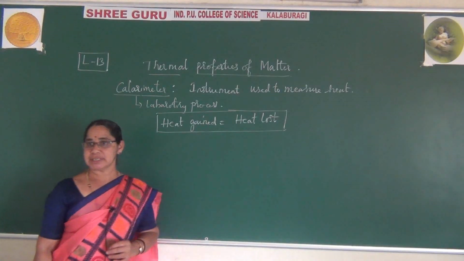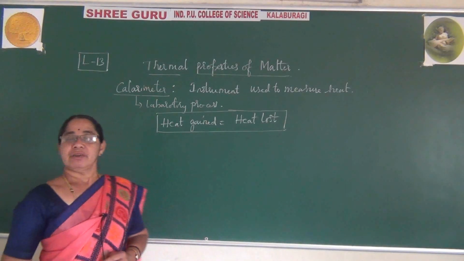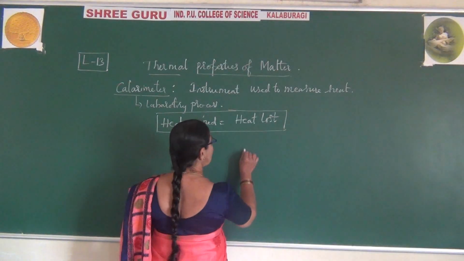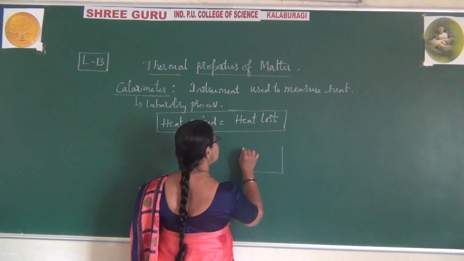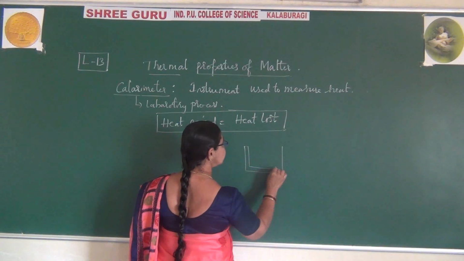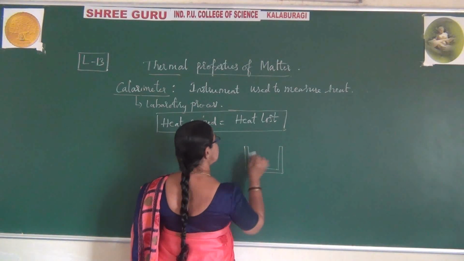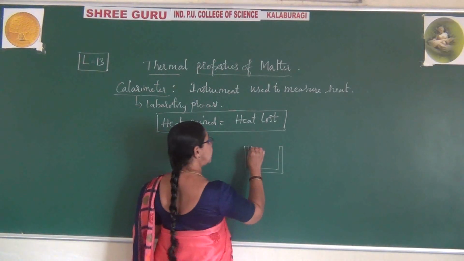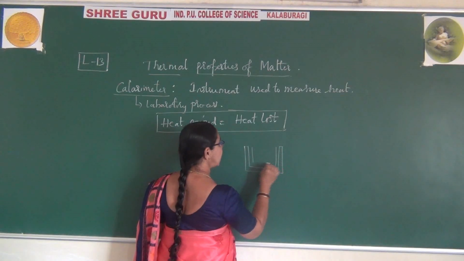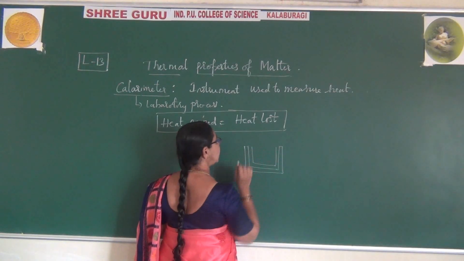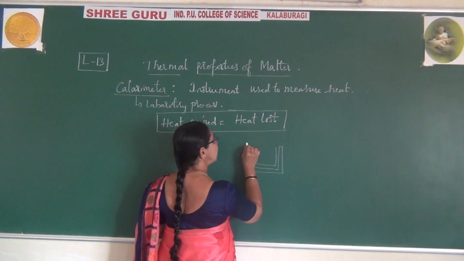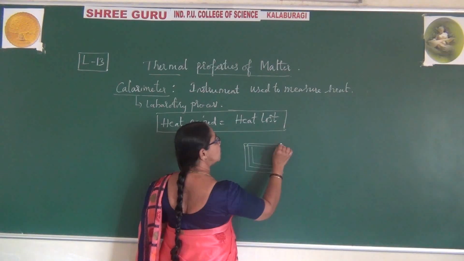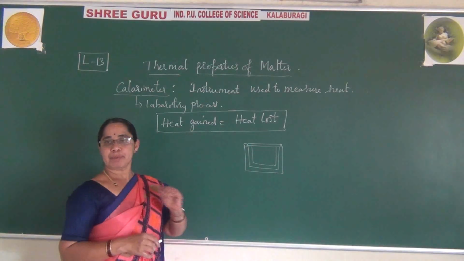So let me write how to write this mathematical equation. First let me tell you, we take one wooden box. This is the wooden box. Here, in this wooden box, we have a calorimeter. This is the one vessel we have, and that vessel we call the calorimeter. And here we have a lid for this. Completely it is made up of wood.